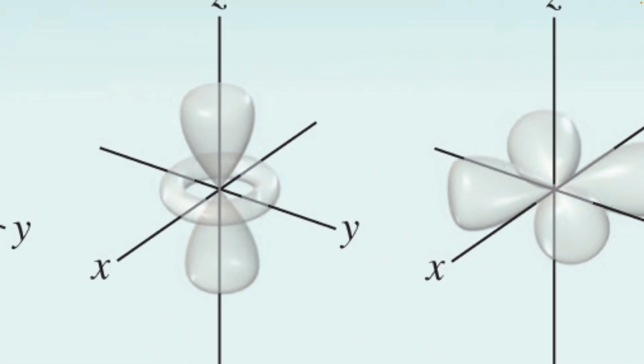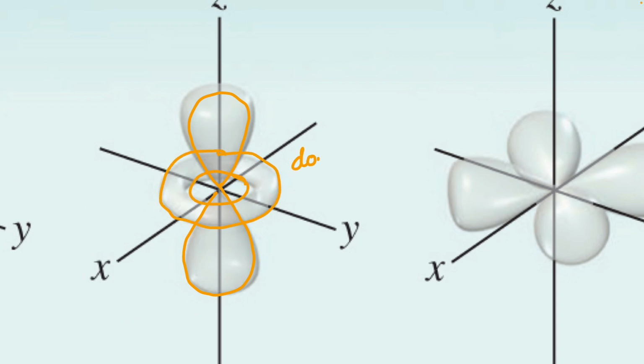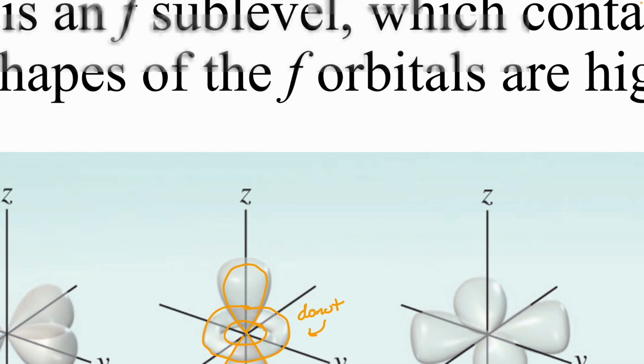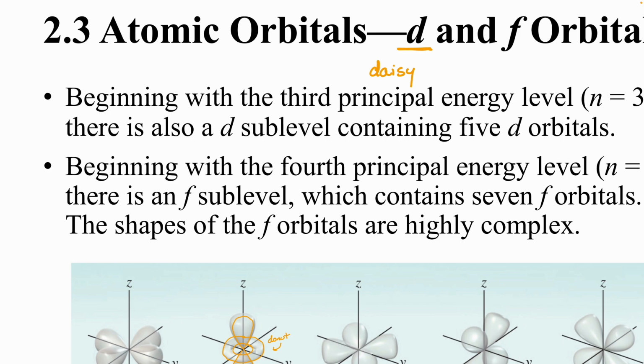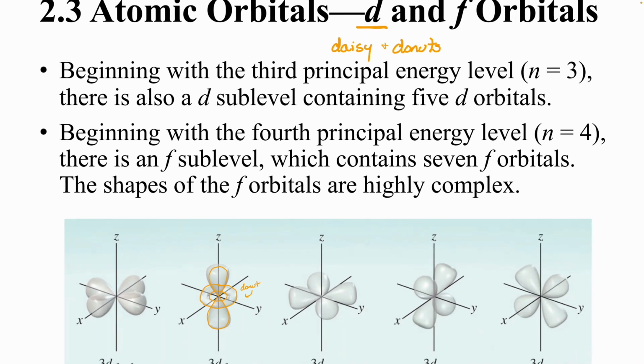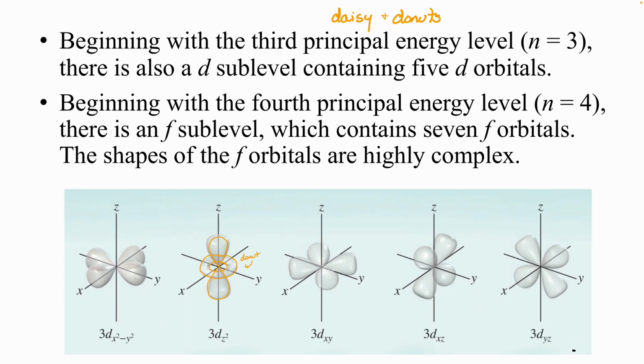And then there's one oddball. This thing right here is much more like a p orbital, but then it has a donut around the middle. So we got one weird donut one here. And so for our d orbitals, we're going to remember daisies and donuts. Those are the shapes of our d orbitals.